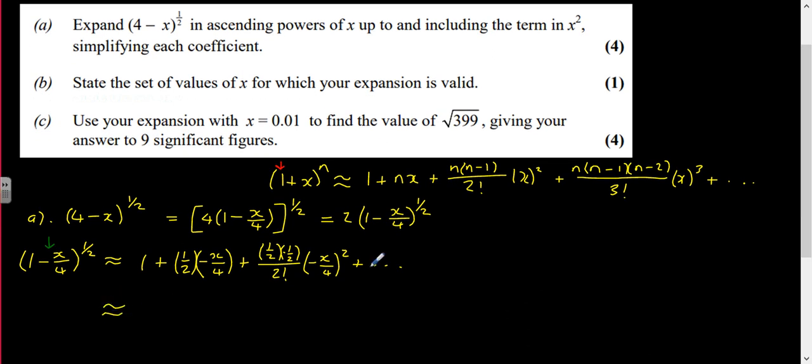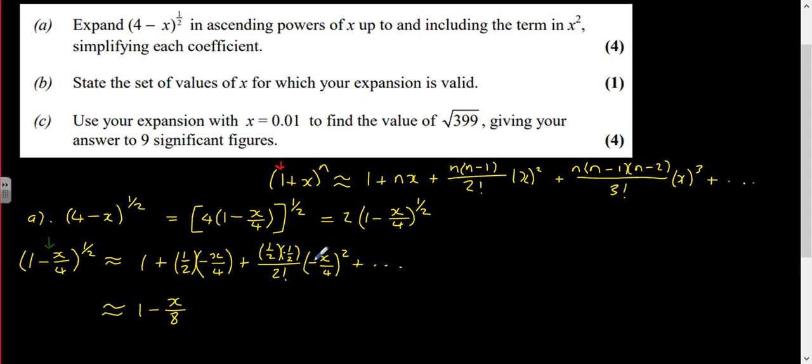Next stage, I'm just going to take my direct substitution and simplify everything down. So 1, and then we've got 1/2 multiplied by minus x over 4, which is going to be minus x over 8. And then I'm going to simplify this. 1/2 multiplied by minus 1/2 is minus 1/4. Divided by 2 factorial, which is just 2. So minus 1/4 divided by 2 is minus 1/8.